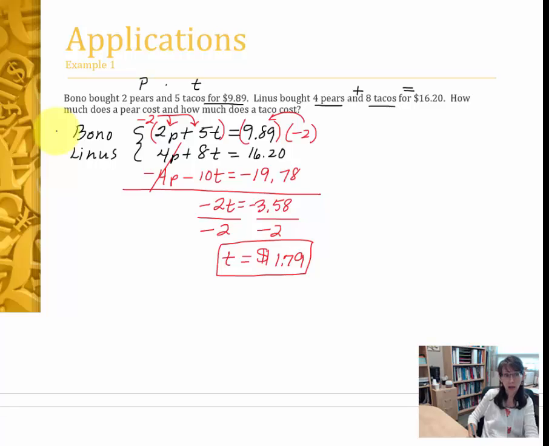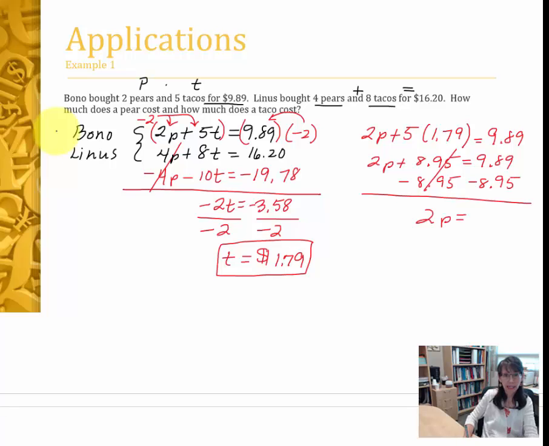Once you know the price of the taco, you can substitute 1.79 for t back in either one of the original equations. So I'll go back to the first equation. 2p plus 5 times the price of the taco equals $9.89. So 2p plus $8.95 equals $9.89. Take away $8.95 from both sides.